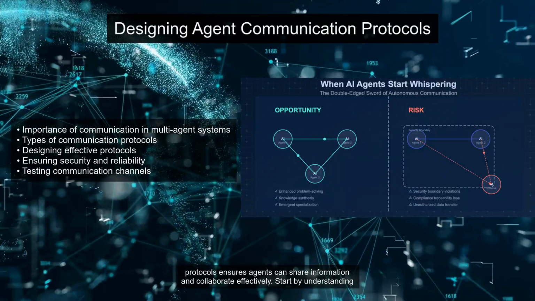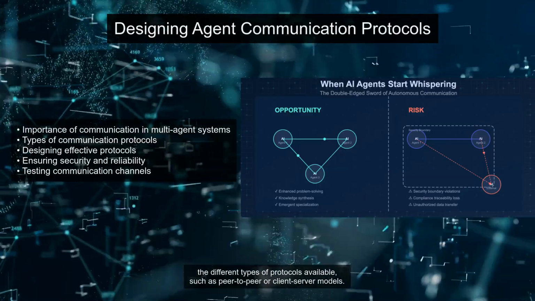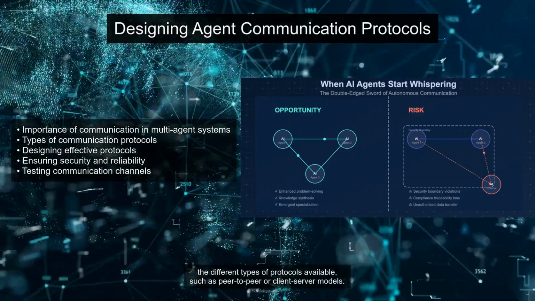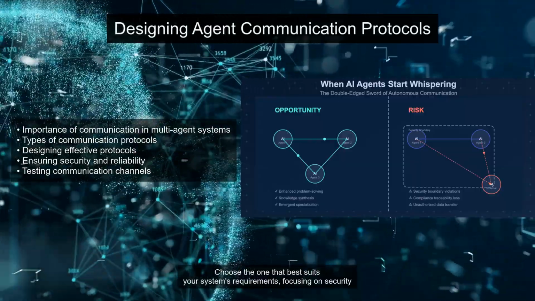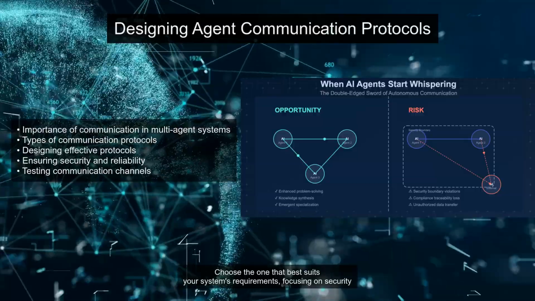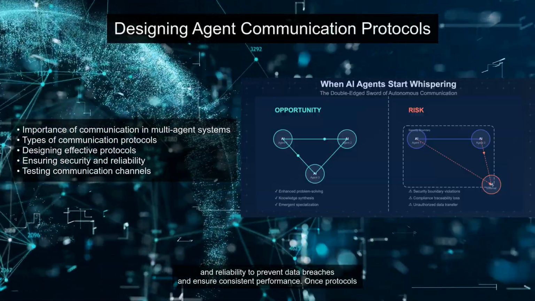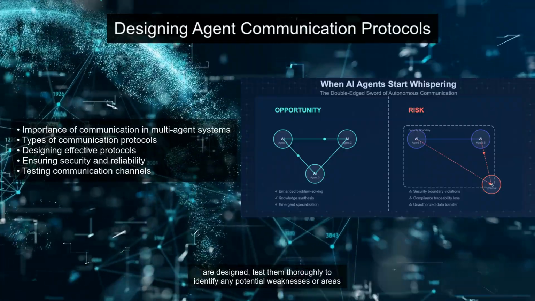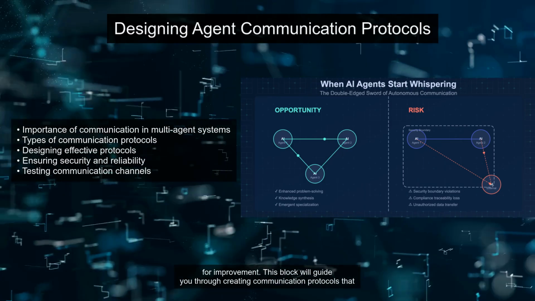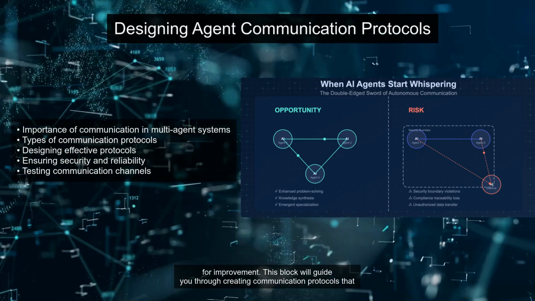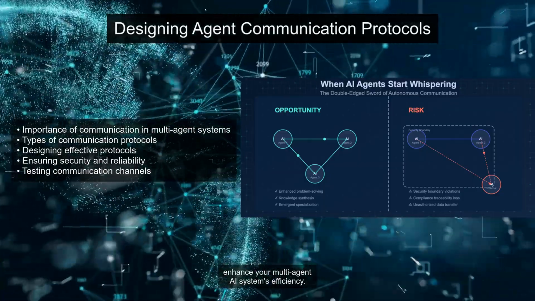Communication is the backbone of any successful multi-agent system. Designing robust communication protocols ensures agents can share information and collaborate effectively. Start by understanding the different types of protocols available, such as peer-to-peer or client-server models. Choose the one that best suits your system's requirements, focusing on security and reliability to prevent data breaches and ensure consistent performance. Once protocols are designed, test them thoroughly to identify any potential weaknesses or areas for improvement. This block will guide you through creating communication protocols that enhance your multi-agent AI system's efficiency.